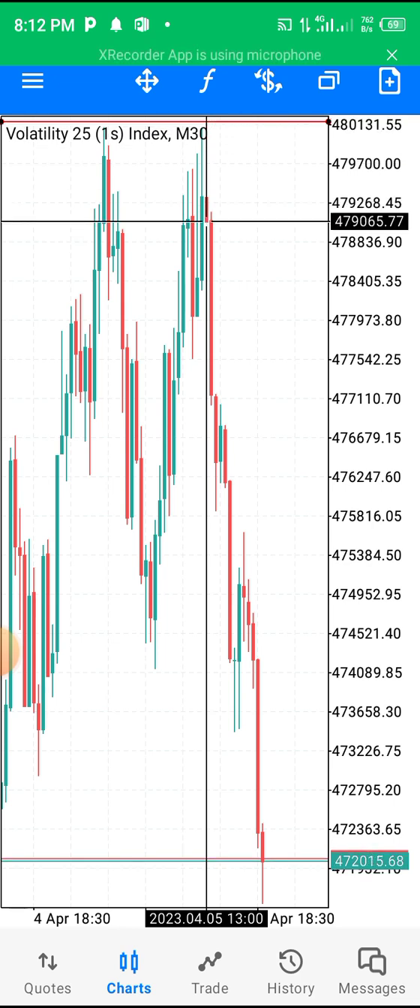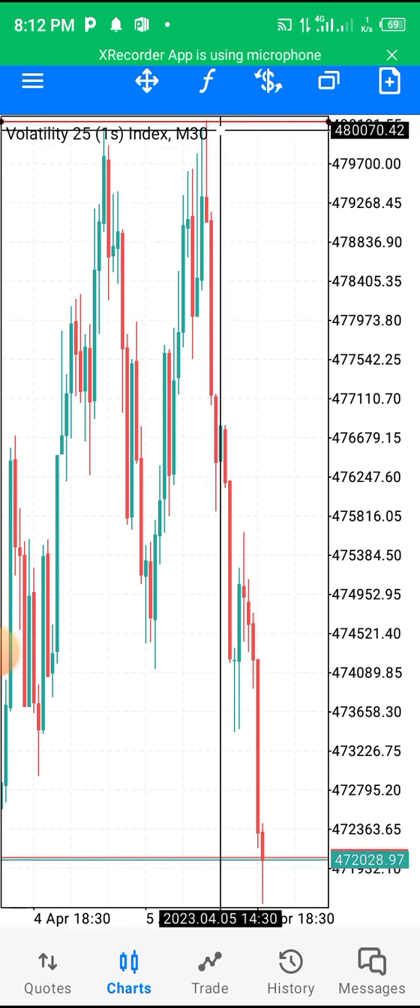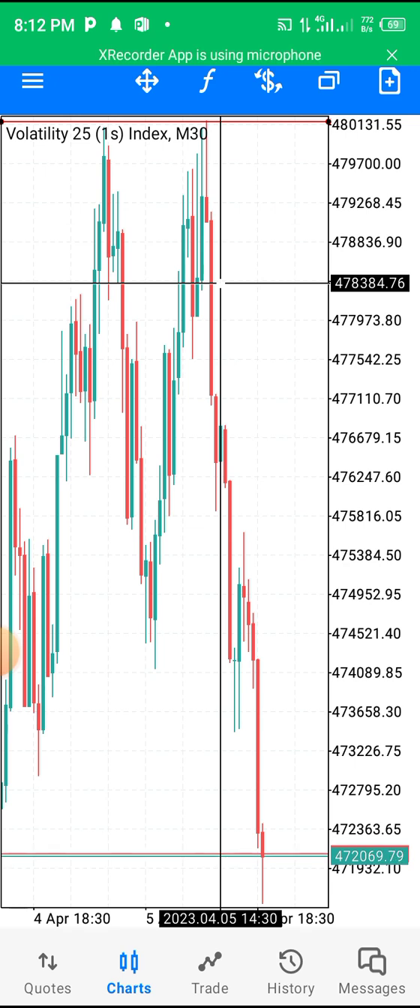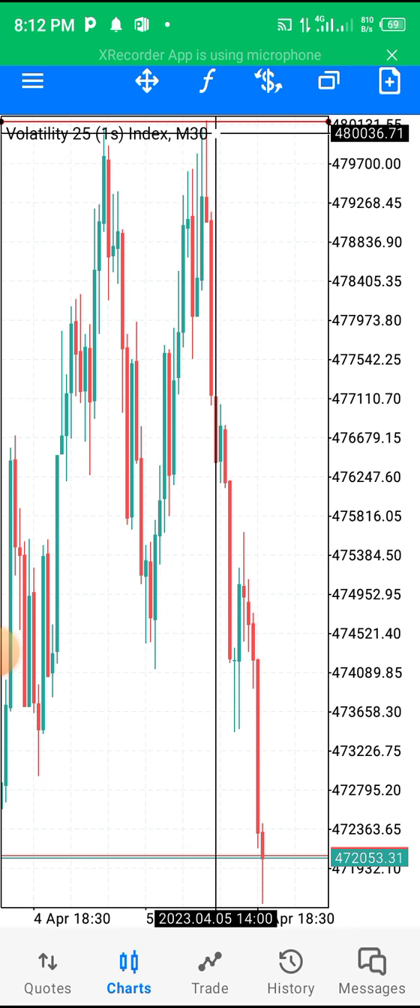Okay, so that's how to trade, guys. When I opened my position from here, you saw my stop loss was very close, it wasn't far. So even if the market goes against me, I won't have much to lose, because my stop loss is very close.